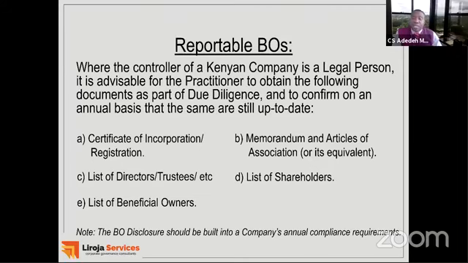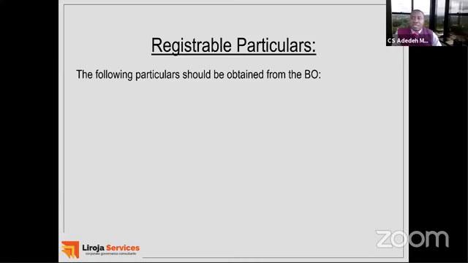So the messaging here is it should be built into the psyche of the company that this is something they need to look at year in, year out. The particulars then, once you've identified that individual who meets any of the 4 set criteria, you need to obtain these particulars: full name, the ID number. Under ID number, we are putting birth certificate, ID, and passport.